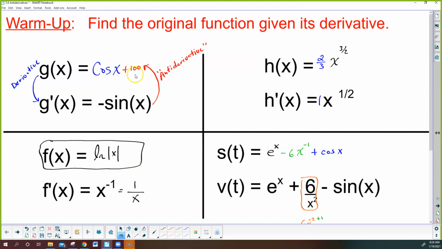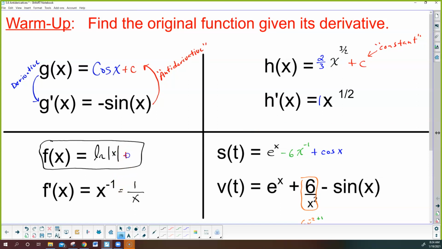Now you'll notice it doesn't matter what number I put right here because the derivative of any constant will always be 0. So we do have to compensate or put in the fact that there could be any type of constant right here. So I want you to put a plus c after each one of your answers. And just so you know, that c stands for a constant. Right? It could be minus pi. It could be plus 700.